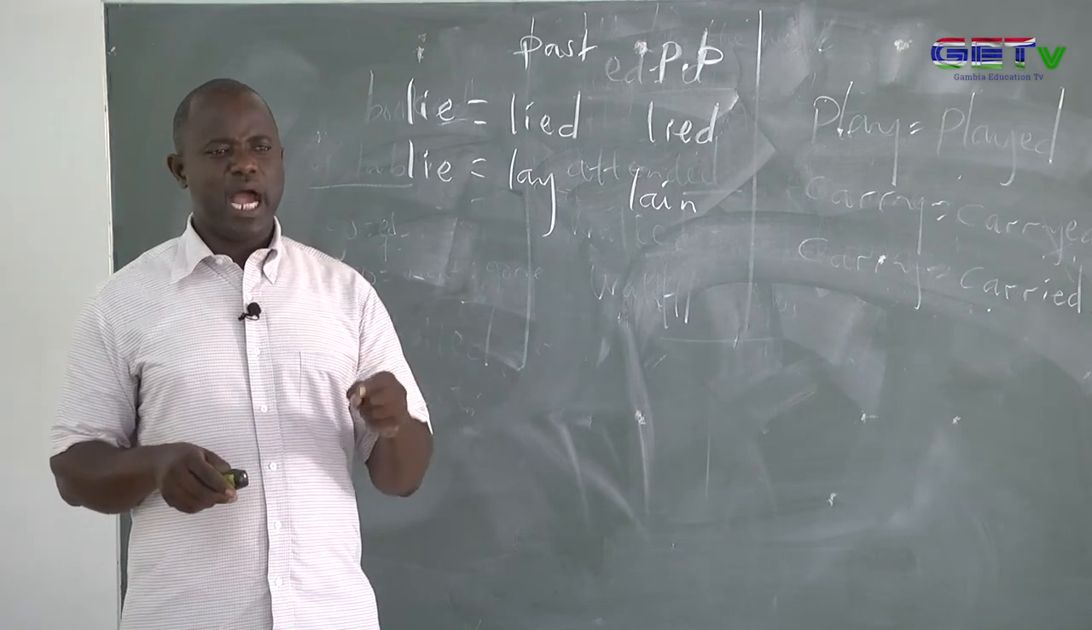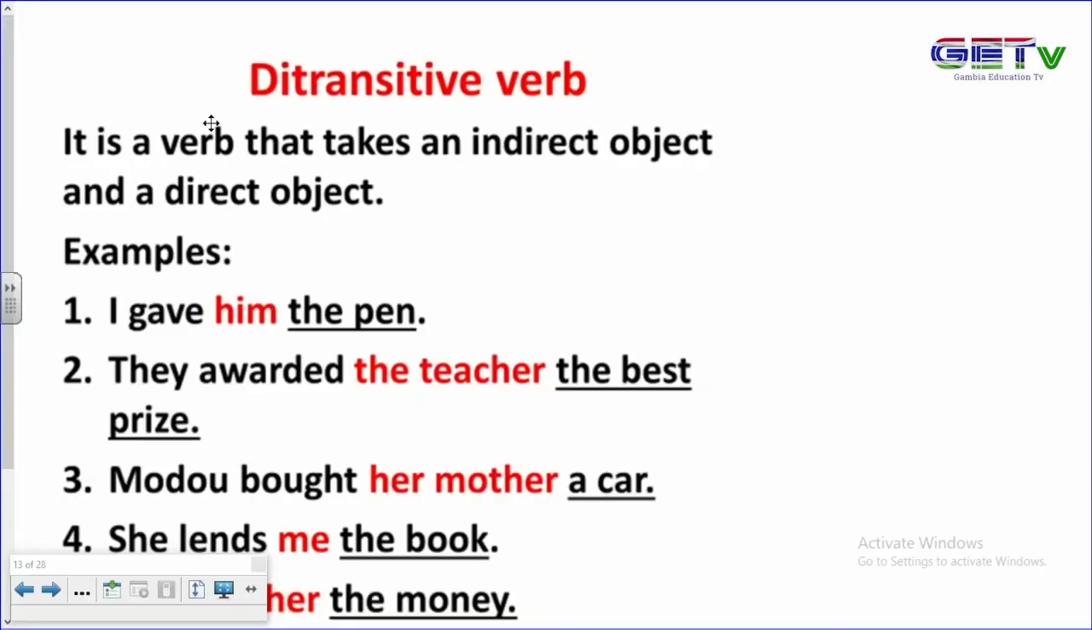So we said they awarded the teacher the best prize. They awarded the teacher the best prize. So here you have two objects. One of them is the teacher, the other one here is the best prize. So here, the best prize is the direct object. The teacher is the indirect object. Because what they actually awarded is the best prize.